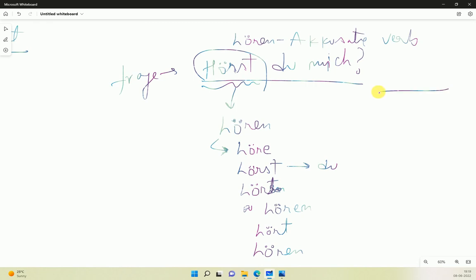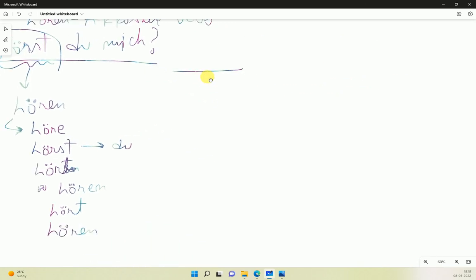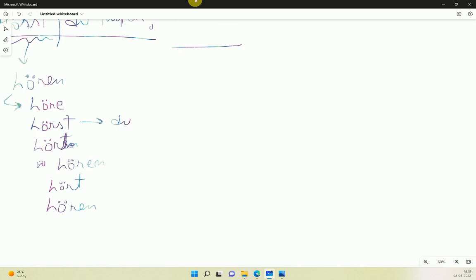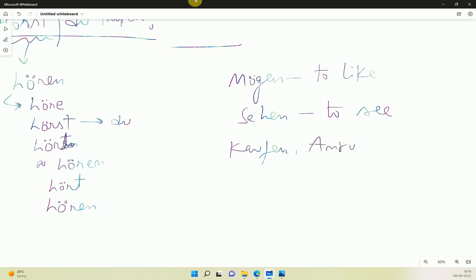Likewise, there are many more verbs. Zum Beispiel mögen. Mögen is to like, right? Then also sehen. Sehen is to see, right? Then comes kaufen, zum Beispiel, and anrufen. Kaufen bedeutet to buy, to purchase, and anrufen bedeutet to call, that is over phone.